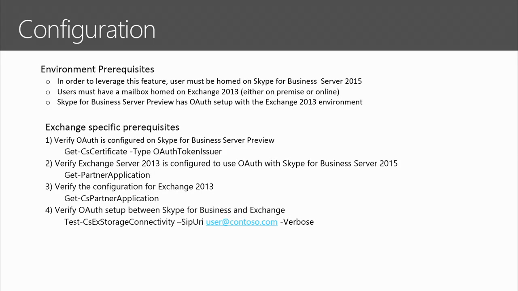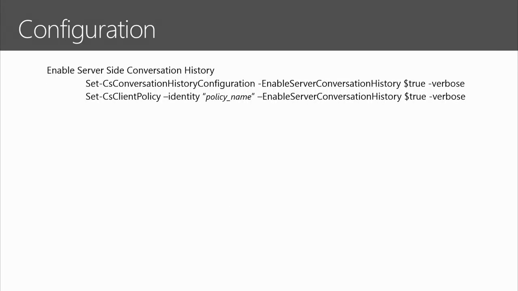So this is the configuration. Assuming that your OAuth is set up correctly and you are meeting all the prerequisites on the Link server, on the Skype for Business server. Sorry, I'm using Link and Skype for Business server interchangeably, so I'm still getting used to it. On the Skype for Business server, the first configuration is to set the conversation history configuration and make sure that the flag is enabled, set to true.